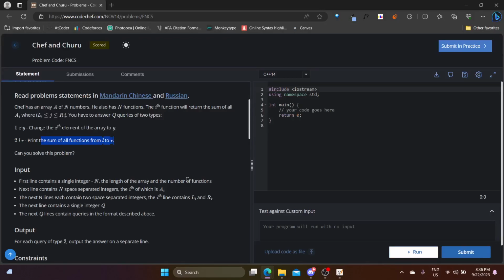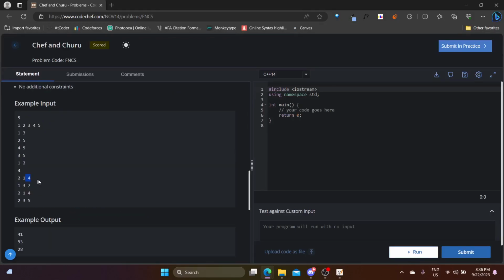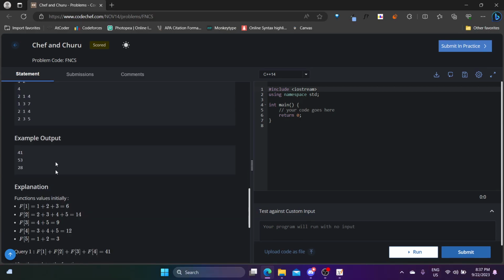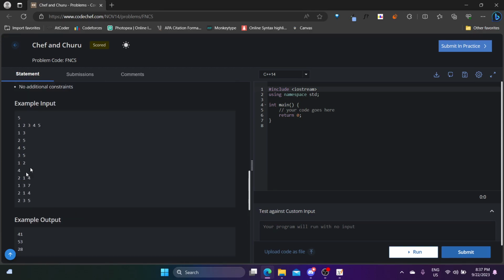Yeah, so you can look at the example, from 1 to 4, which means that we want these 4 functions. So this means that f1 is 1 plus 2 plus 3, f2 is 2 plus 3 plus 4 plus 5, and like what you see here. So for the query 1, we want 1 to 4. So f1 plus f2 plus f3 plus f4 equals 21.